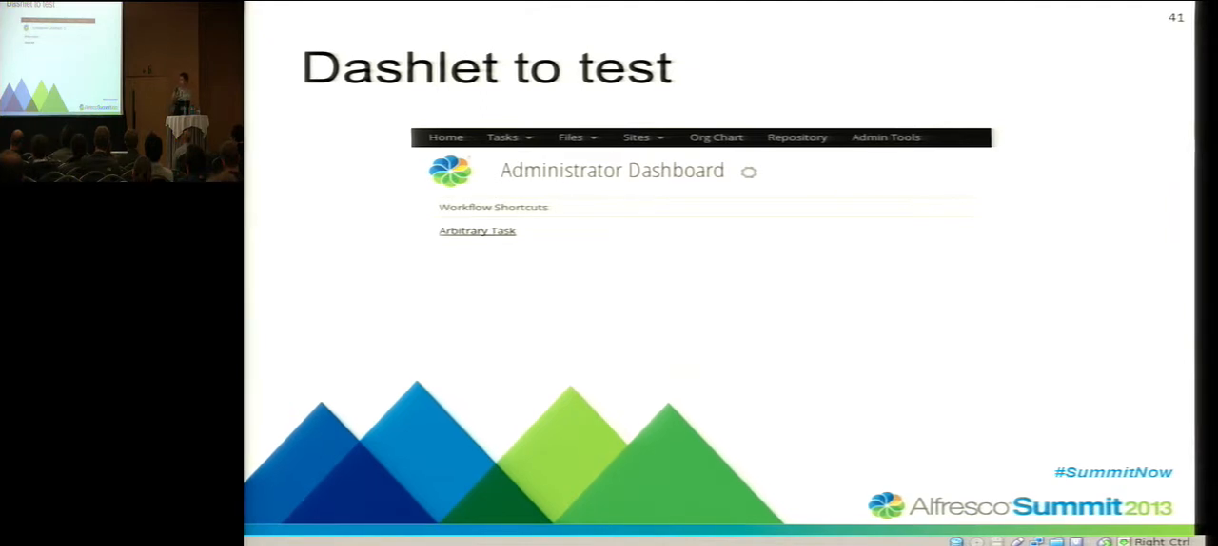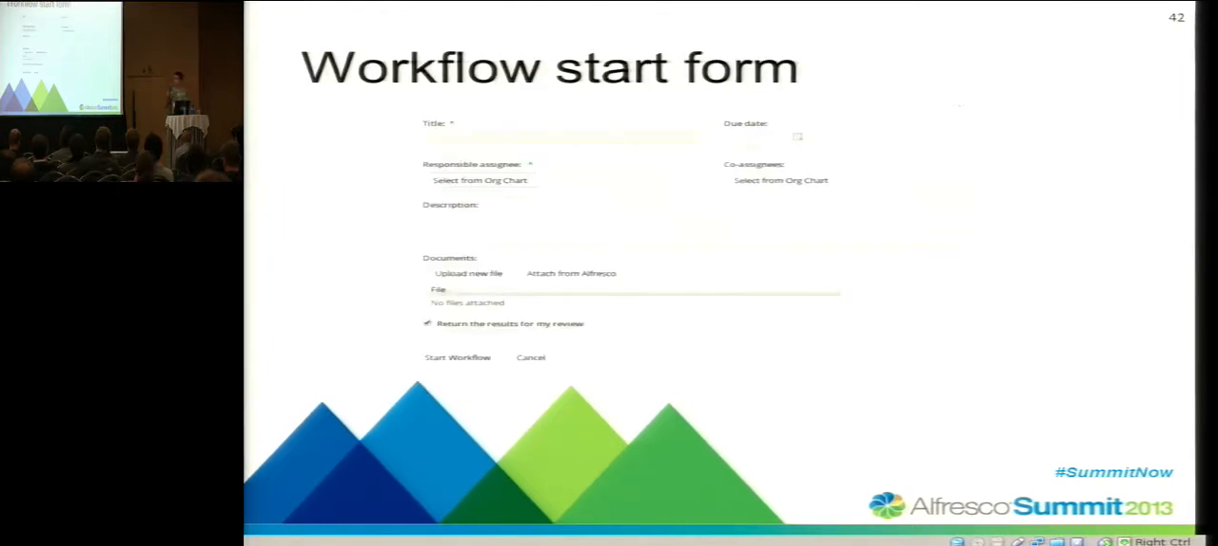Now let's take a look at a more complex example. We have a dashlet we want to test. The dashlet shows the list of workflows that a user is permitted to launch. When you click the link, the workflow start form shows up.